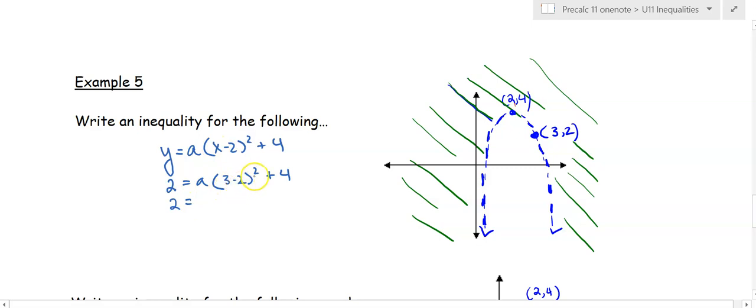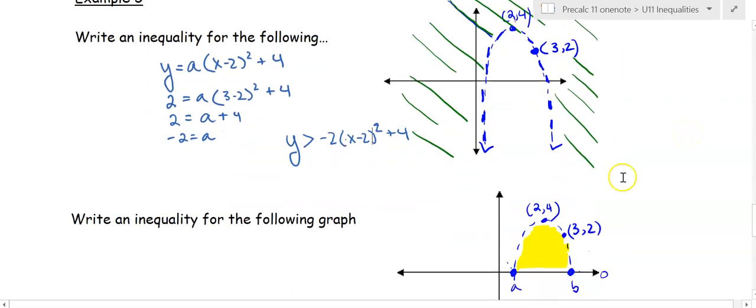3 minus 2 is 1, 1 squared is 1. I'm going to subtract 4 from both sides, and I get a to be negative 2. So I have y is greater than, not equal to because it's dashed, negative 2 times (x minus 2) squared plus 4. I could expand all that out and change it to general form, or I could just leave it like this in vertex form. That is the equation to this solution set.